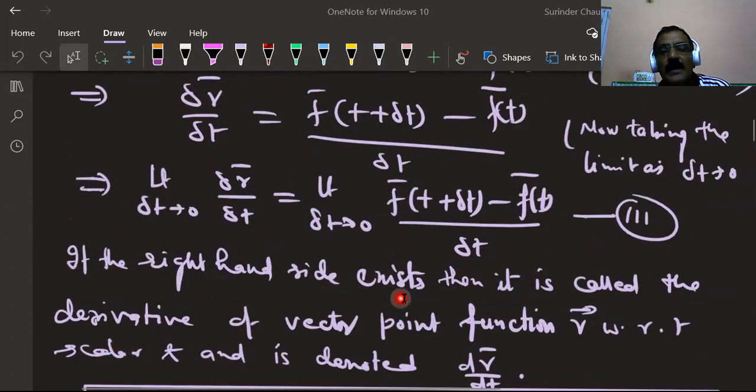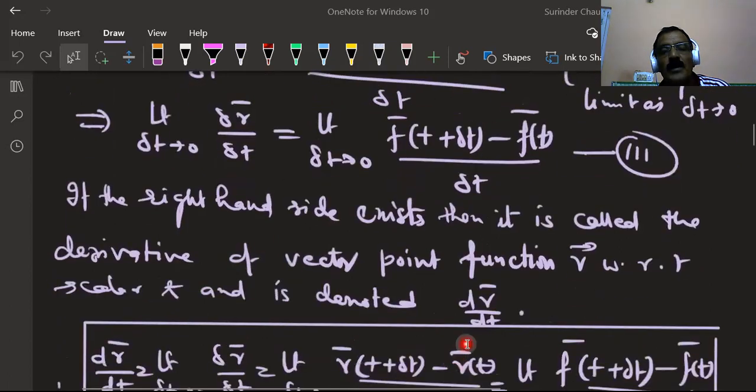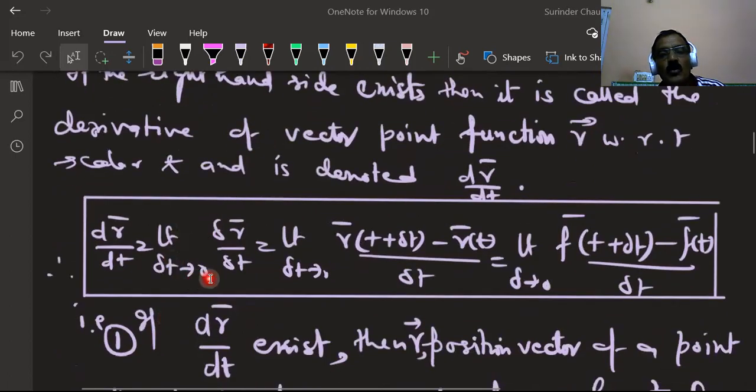If the right hand side exists, then it is called the derivative of the vector function r vector with respect to the scalar variable t, denoted dr/dt. From this we can write dr/dt equals limit as delta t tends to 0 of r vector of (t plus delta t) minus r vector of t, over delta t, or we can also write it as limit as delta t tends to 0 of f vector of (t plus delta t) minus f of t, over delta t. So this is the derivative of r at the point P.